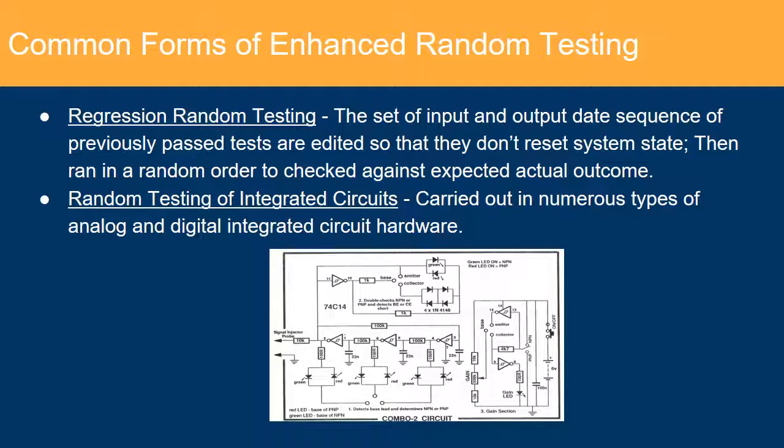Common forms of enhanced random testing, continued. Regression random testing. The set of input and output data sequences of the previously passed tests are edited so that they don't match the previous data. They are then resubmitted into the system in a random order to check against the expected actual outcome. Random testing of integrated circuits is where they carry out testing on numerous types of analog and digital integrated circuit hardware.